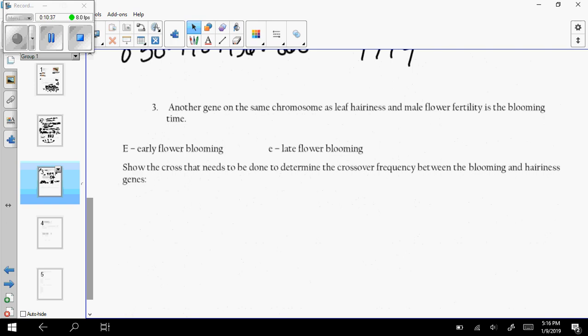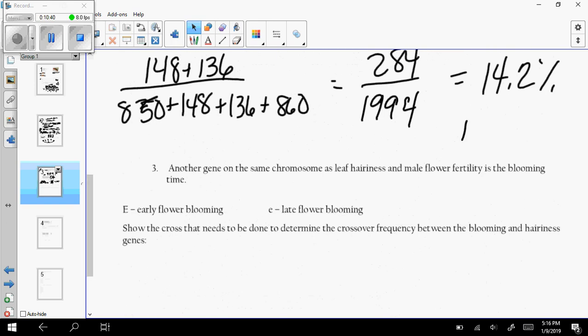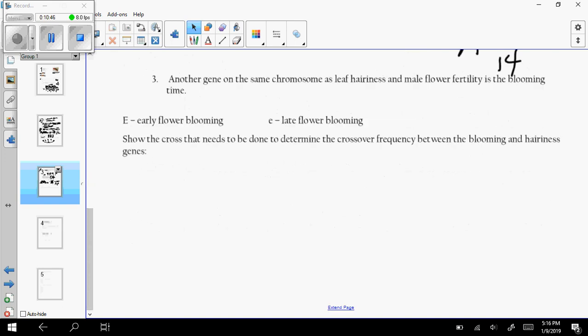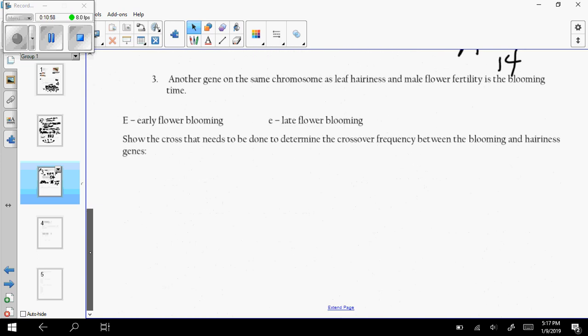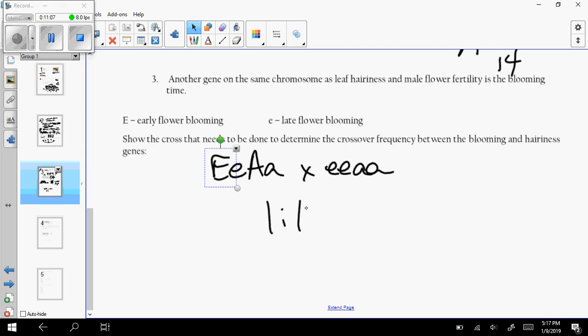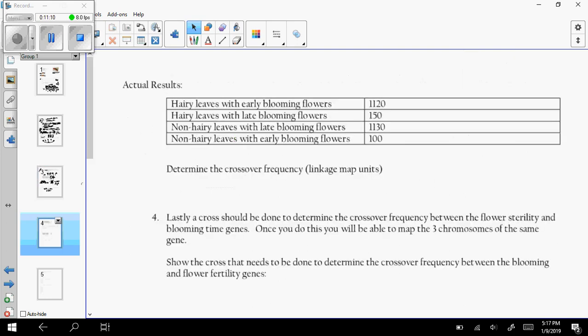So now we just did the distance between A and B. So A and B are 14 apart, we'll say. All right, now we're doing E. Show the cross that needs to be done to determine the crossing over between blooming and hairiness. So the hairiness gene was the A's. So I now need to cross E, E, A, A with E, E, A, A. I would expect 1 to 1 to 1 to 1. And here's my data. So that's a parent. This is a really low number, and this is the really low number. So those are my recombinants, and that one's like the parents.